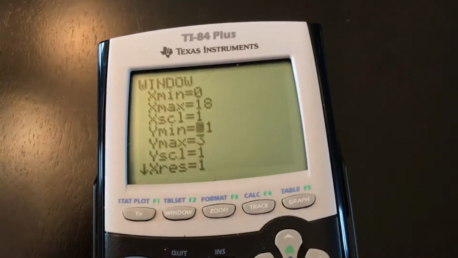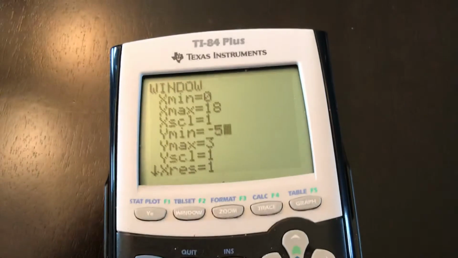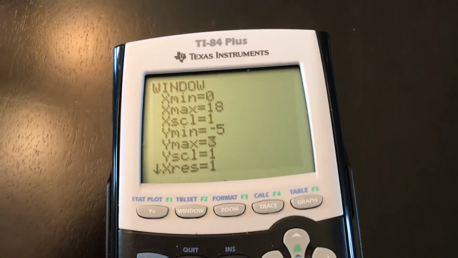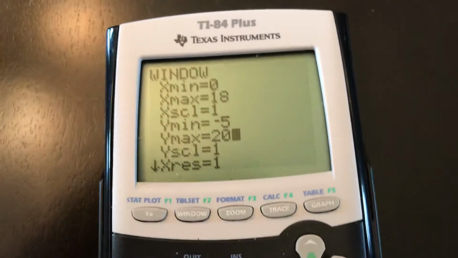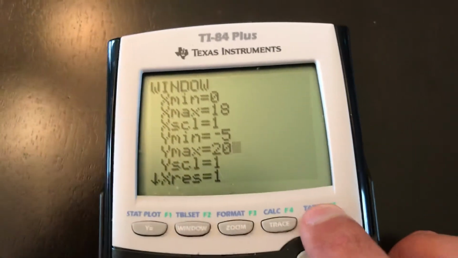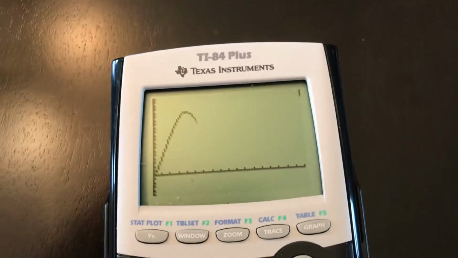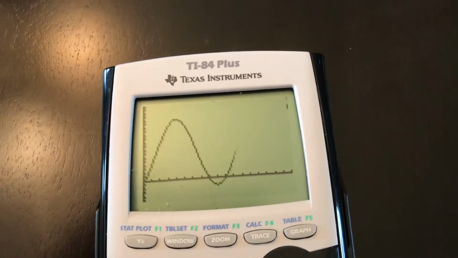The y value, it went down as low as -2. I'm going to have it go to -5 to get a little extra room. Went as high as 16. I'm going to have it go as high as 20. So you got to think about what kinds of dimensions you used. And then I can make my graph here, and you can see the function. And hopefully it dips slightly below.